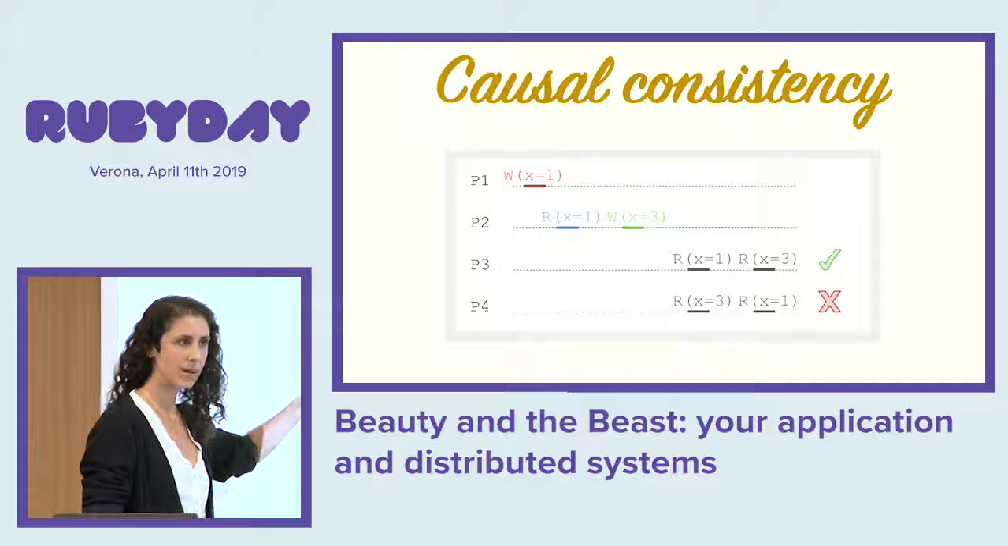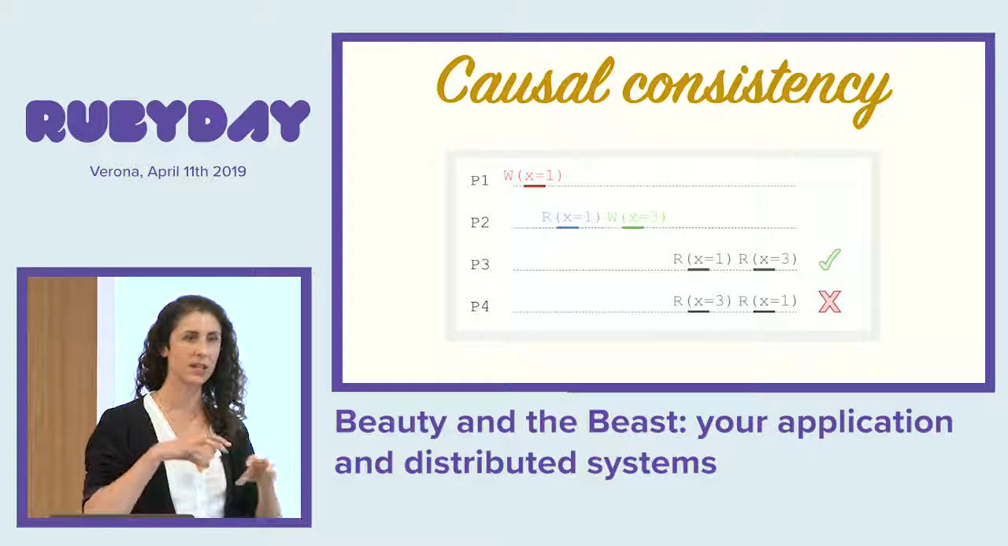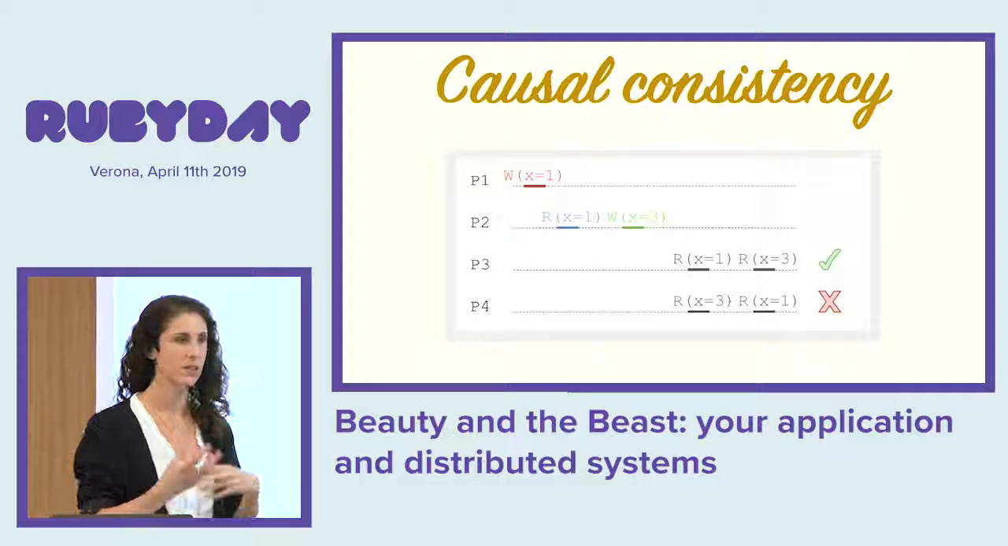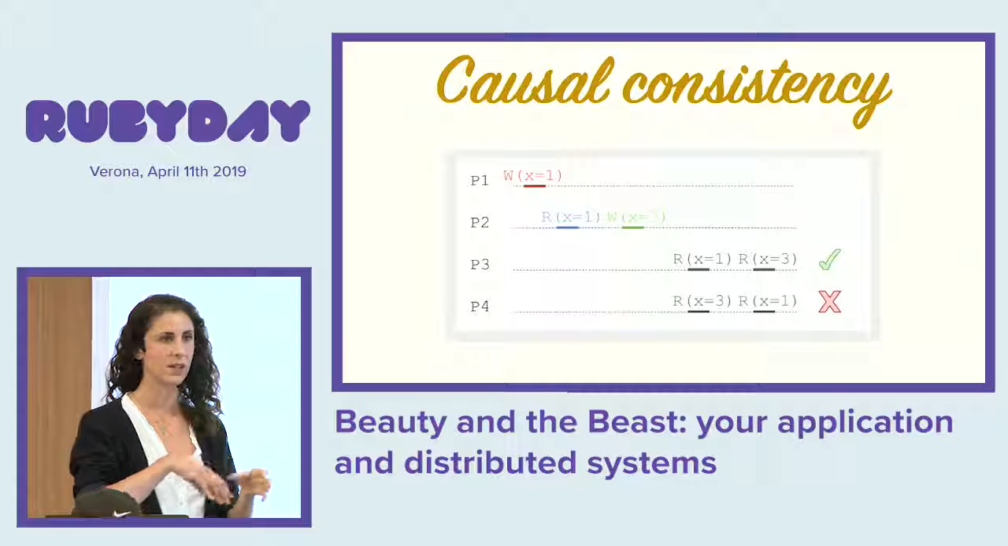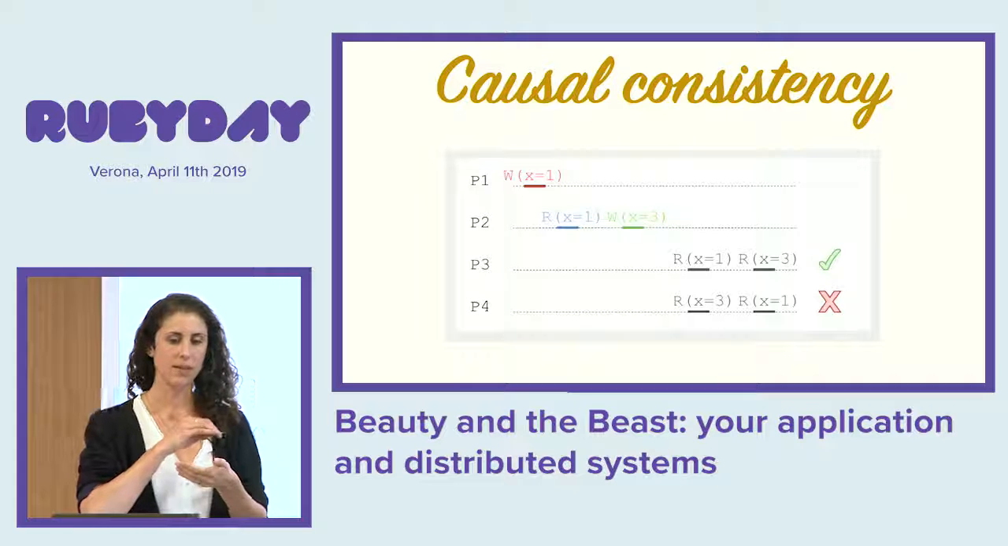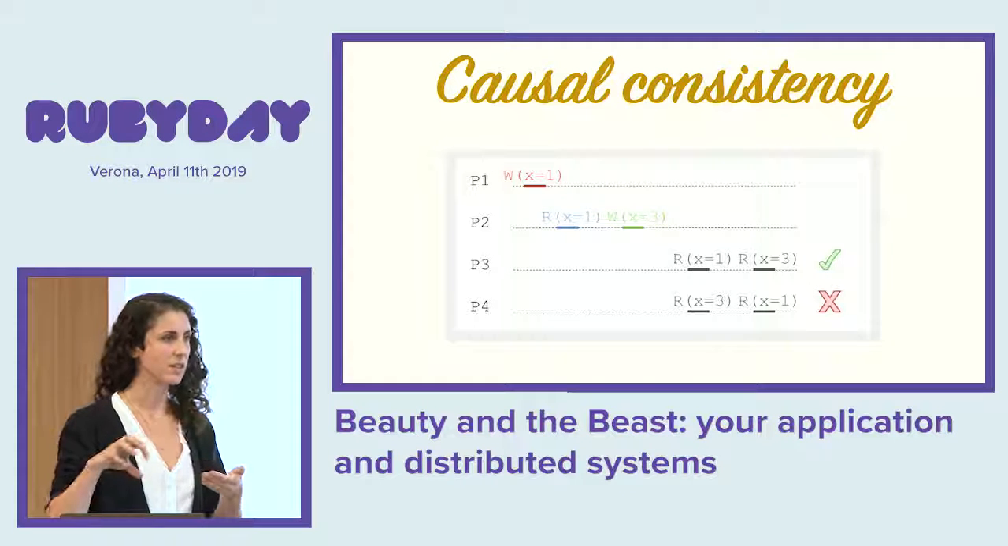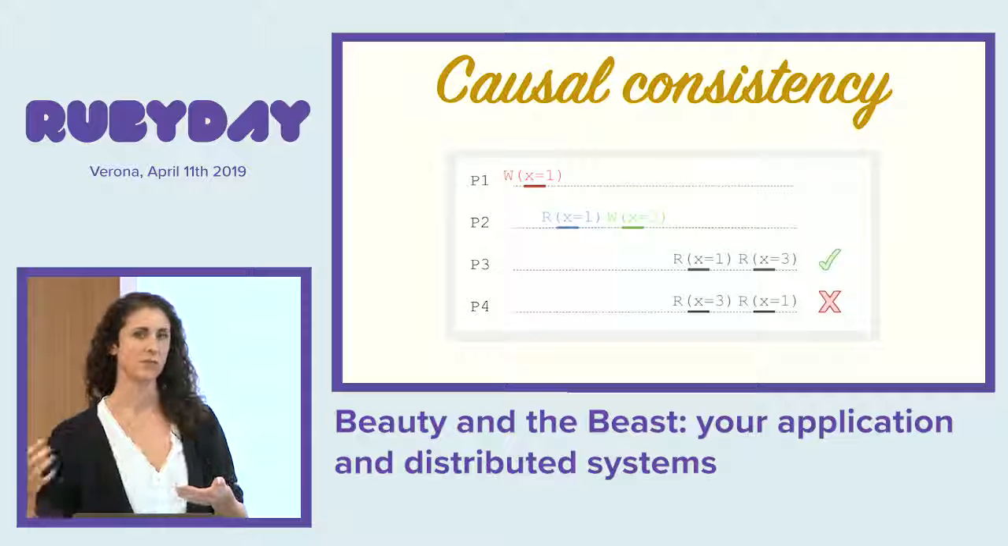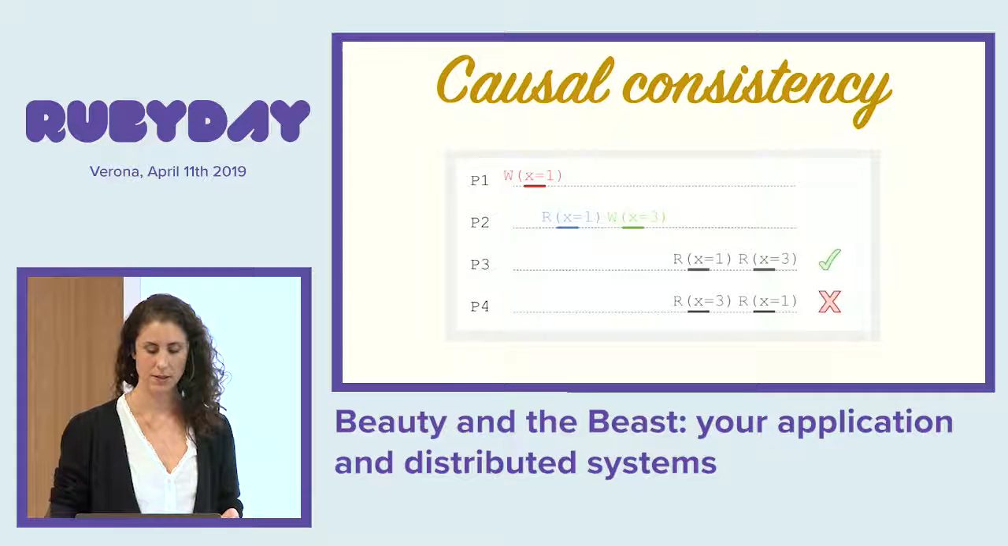So it's a little abstract, but just think about it as cause and effect. It comes from this word causal, cause and effect. There's some kind of cause, and then effect, cause, effect, and the system, in this consistency model, guarantees that that cause and effect relationship will be maintained.